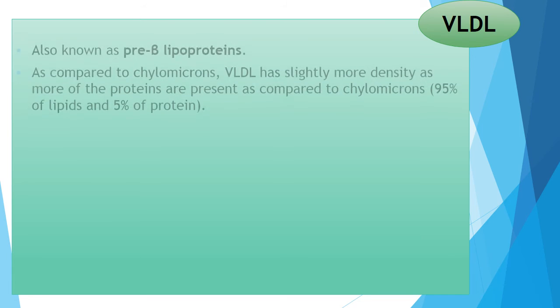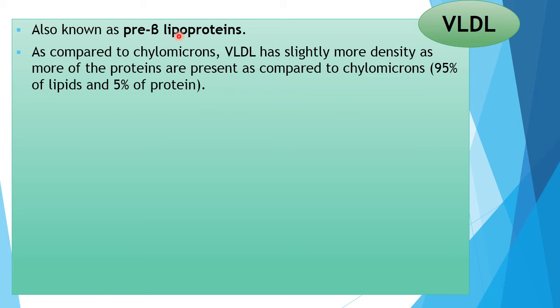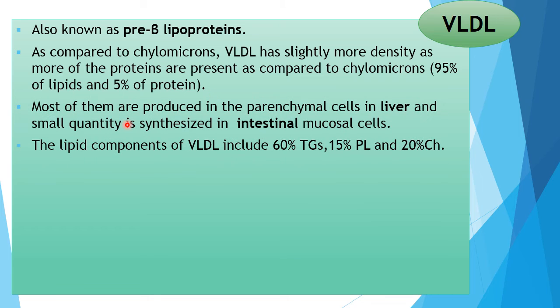Now next is VLDL. It is also known as pre-beta lipoprotein. As compared to chylomicron, VLDL have slightly more density and more protein present. Chylomicrons have 95% lipids, which was 97% in the case of chylomicrons, and 5% protein. Most of VLDL is produced in the parenchymal cells in the liver, and small quantities are synthesized in intestinal mucosal cells.